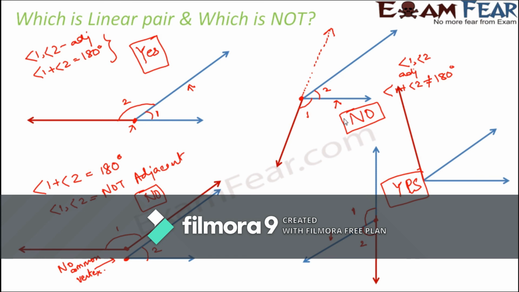Let us look at the last example. Here you have angle 1 and angle 2. In this case also, angle 1 and angle 2 are adjacent, because of the common vertex, common arm, and no common interior points. But when you look at their sum, do you think that it is equal to 180 degrees? No, because very distinctly you can see that it is an obtuse angle which is less than 180 degrees. So this would also be a no. This also doesn't form a linear pair. So in this way, you will have to find out whether two angles form a linear pair or not.